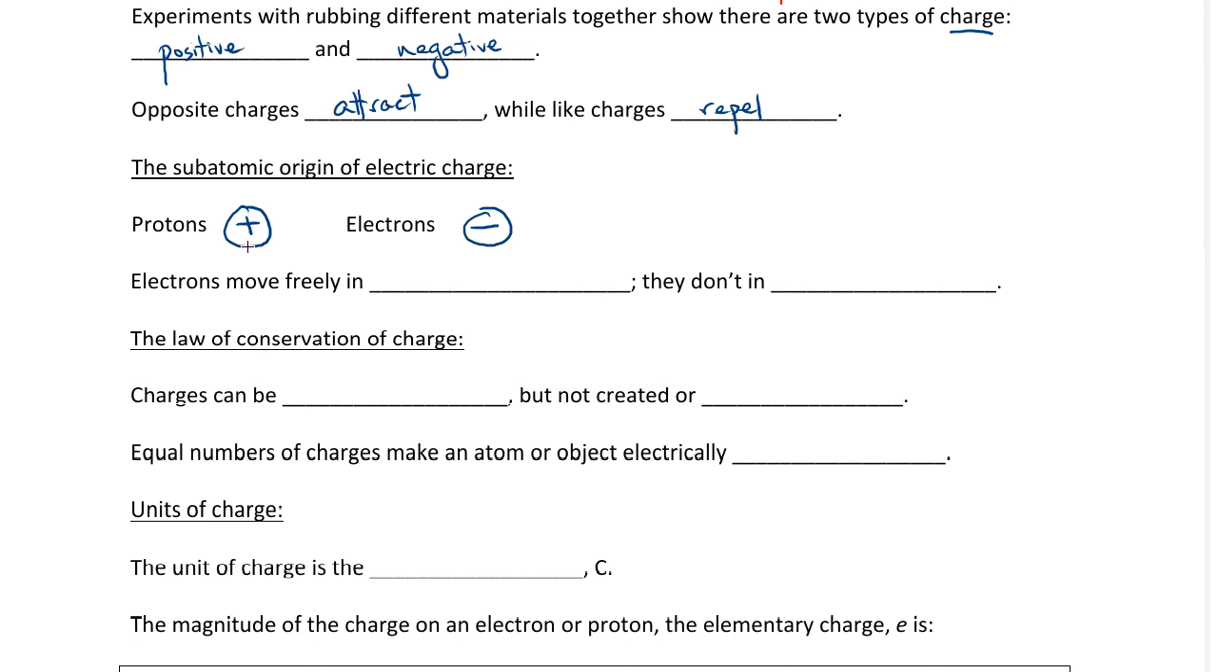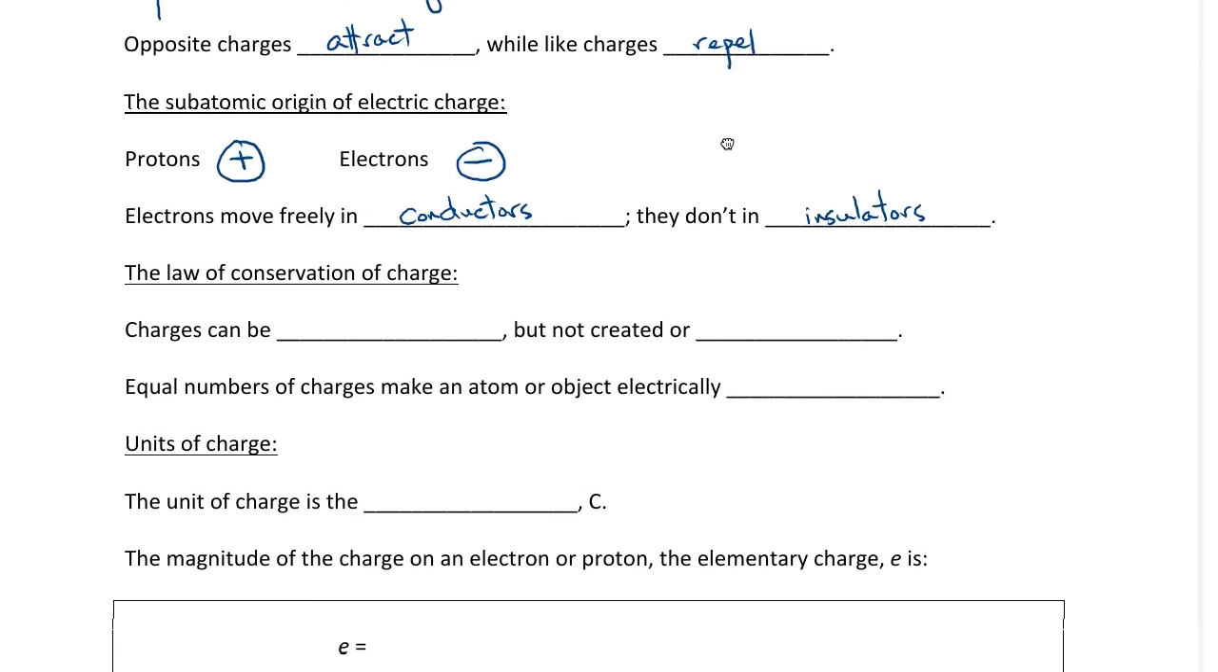Now, they have exactly the same amount of charge. One proton and one electron has exactly the same amount of charge, although they have a very different mass, protons being about 1,800 times more massive than electrons. Now, electrons move freely in conductors. So materials like metals, which we would call conductors, have electrons that can move freely and therefore carry electric charge. But electrons don't move freely in insulators. And so something like rubber, which doesn't conduct electricity well, has electrons that are relatively fixed in place.